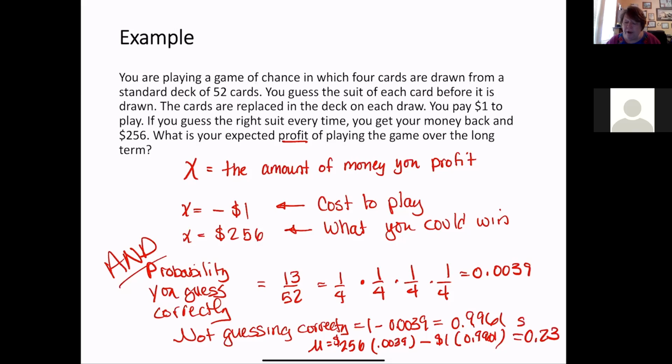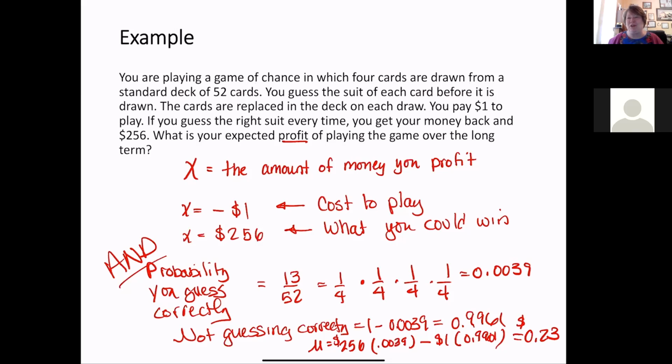So over the long run, if you play this game over and over and over again, you can expect to win 23 cents. Now, again, that's not the way it works when you gamble. You either win or you lose. But if you keep playing, that's the problem. Once you win, you should quit.